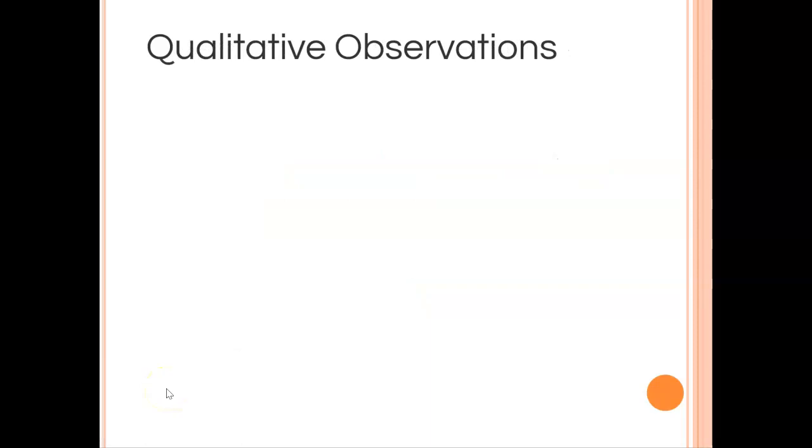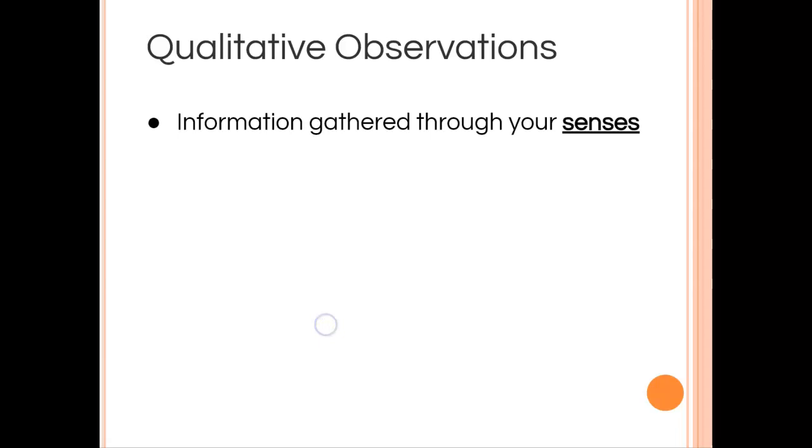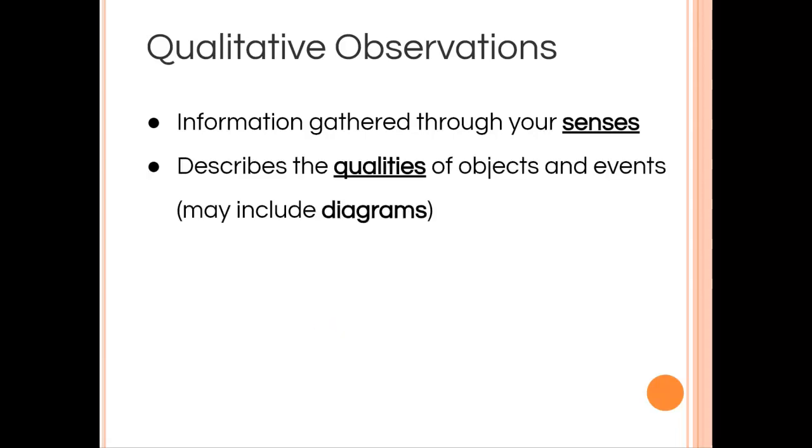Okay, so next I want to talk to you about qualitative observations. So some qualitative observations are going to be, well, do you remember what those are? You should have your worksheet in front of you and be able to fill in as we go. So qualitative observations are observations that can be gathered through our senses. Okay, they describe the qualities of an object and events. And sometimes that might include a diagram that describes, but you're going to be using usually your sense of sight and your sense of smell typically more commonly to describe something qualitatively.